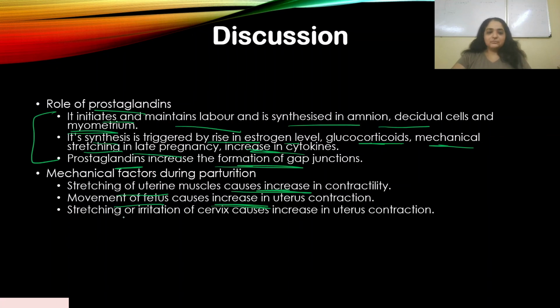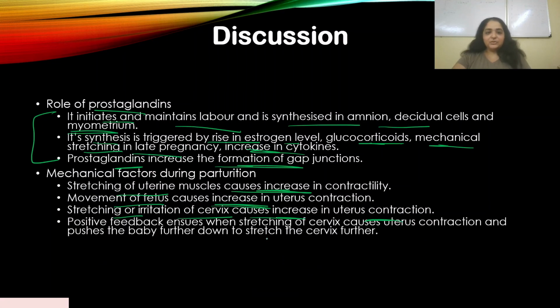The stretching or irritation of the cervix causes an increase in uterine contraction, and a positive feedback ensues. When stretching of the cervix causes uterine contraction, it pushes the baby further down to stretch the cervix further. So we have seen how oxytocin, prostaglandin, and all those endocrine factors play a role, but every time the cervix is dilating, the uterus is stretching out, and the muscles are contracting. These are all mechanical factors, and the baby is being pushed down further and further with time.